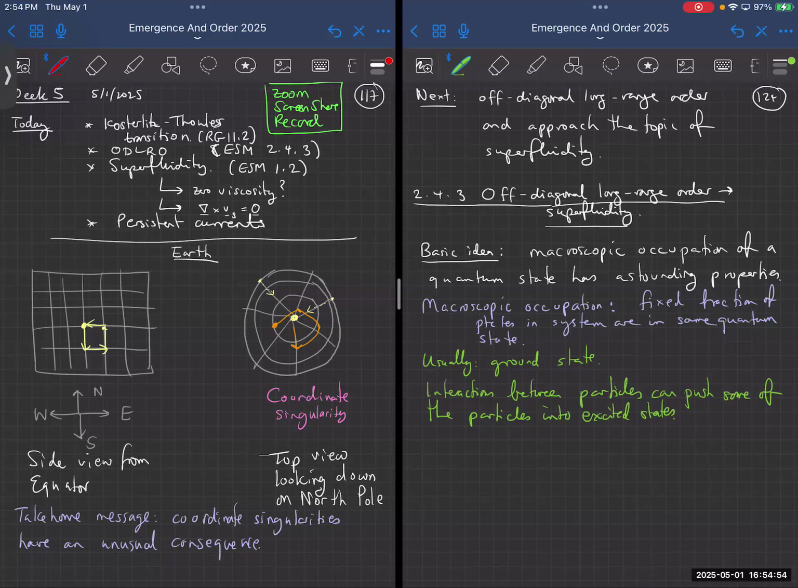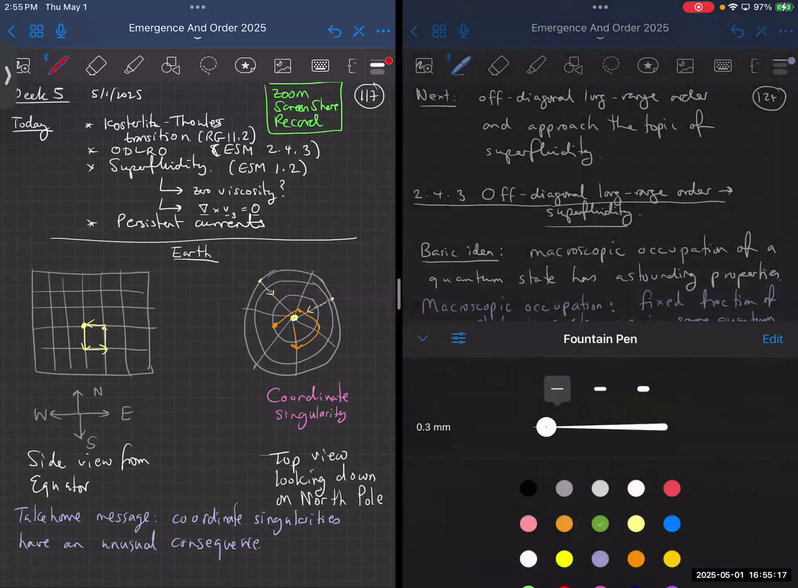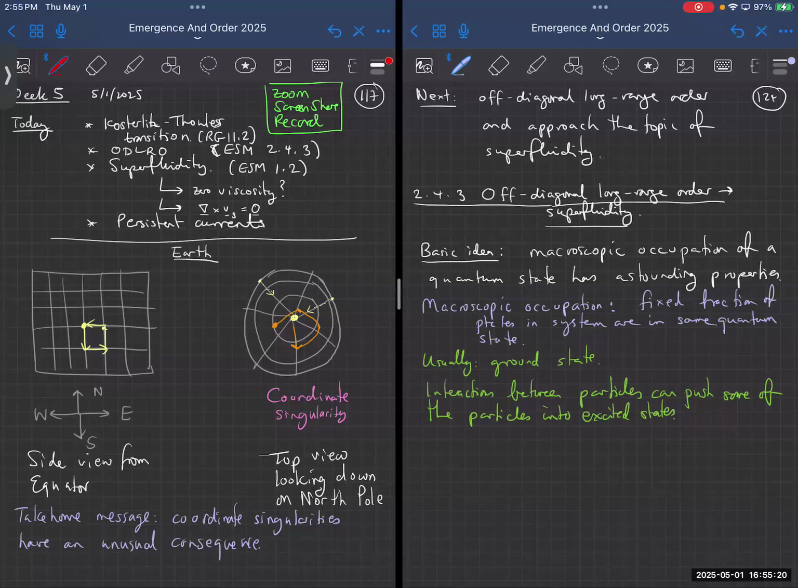What I am going to do is tell you what we mean by off-diagonal long-range order. I'm going to skip the technical definition of it for Bose-Einstein condensates because I just want to give you the basic idea for now. So we're going to say that we have a macroscopic quantum state, which I'm going to call phi of r.